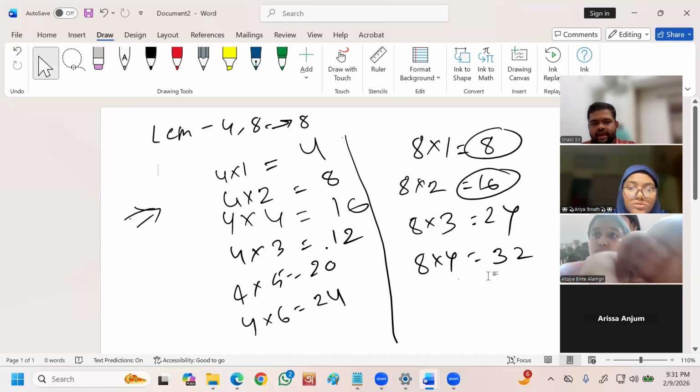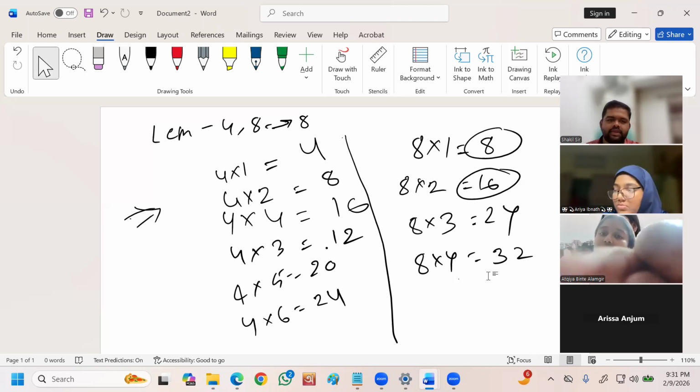No, no, no. We are using the first method. We are seeing the common multiples first. There are other methods, like you have to divide it with some other numbers, but I haven't discussed it yet. I will move forward to the other methods now. Okay, sir. Thank you, sir.